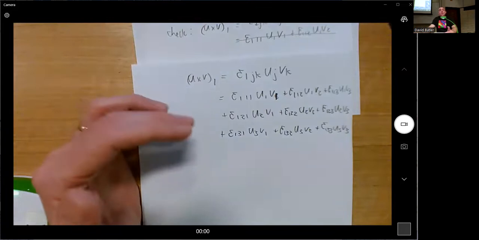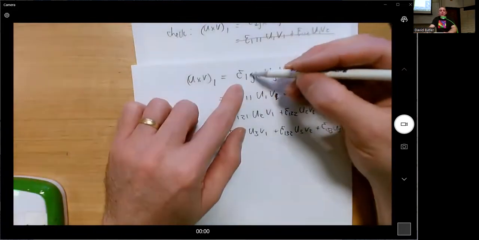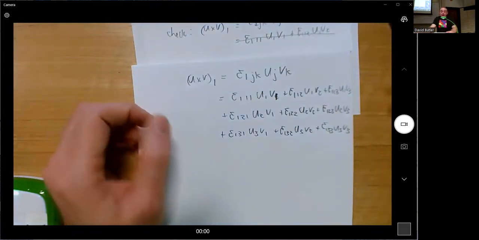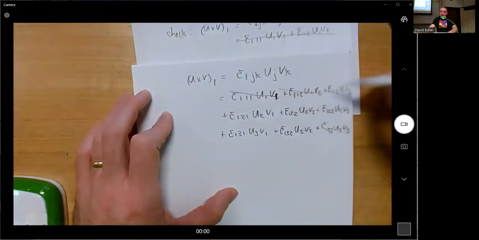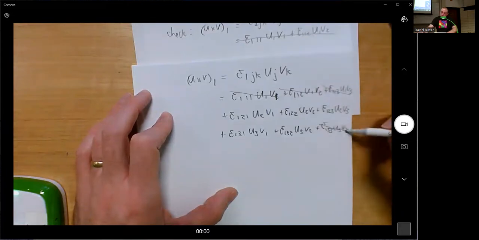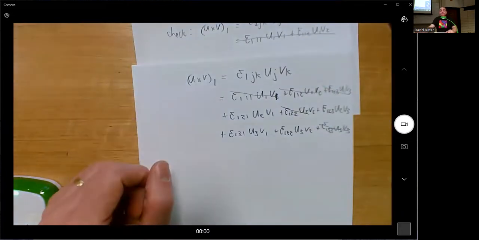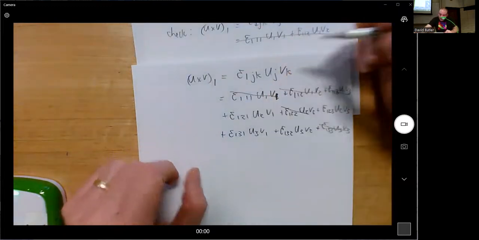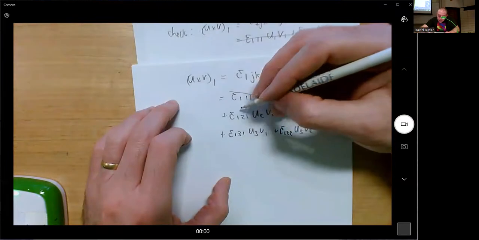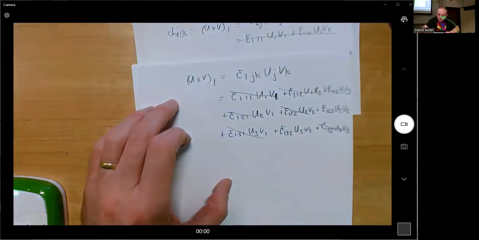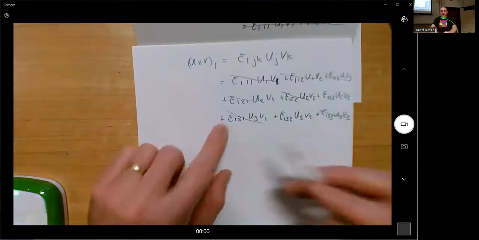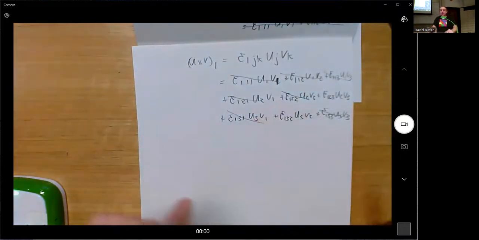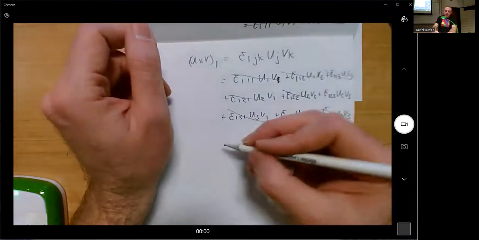I can't do it one step at a time because this has both a j and a k in this object here. So I have to do them all at once. But this one is 0, and this one is 0, and this one is 0, and this one is 0, and this one is 0, because they have a 1, 1. Oh, that one's 0 as well. This one's got a 1, 1 and a 1, 1. It's got a 2, 2. That's got a 3, 3.